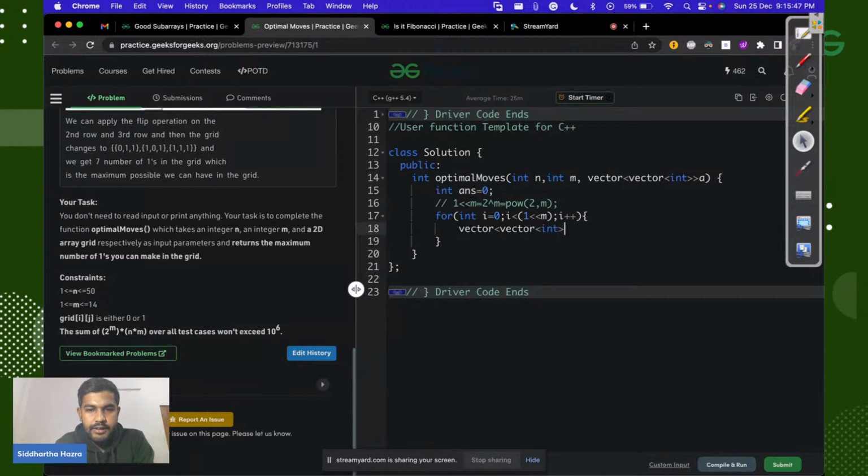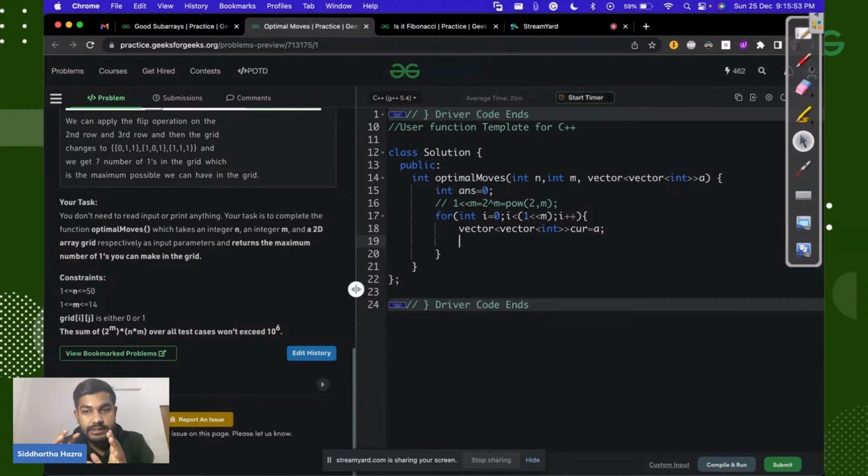Vector of int of current. Why this? Because we are flipping the bits. So if we flip the bits of the original array, then we can't flip it for the next one. So we would copy that array. We would copy this array. Now we would start flipping the bits.